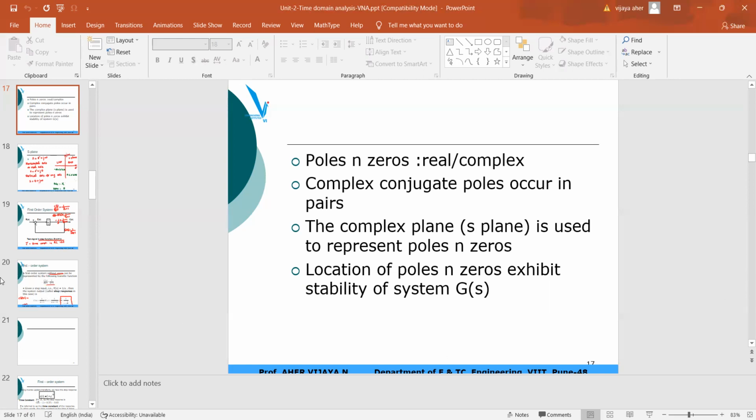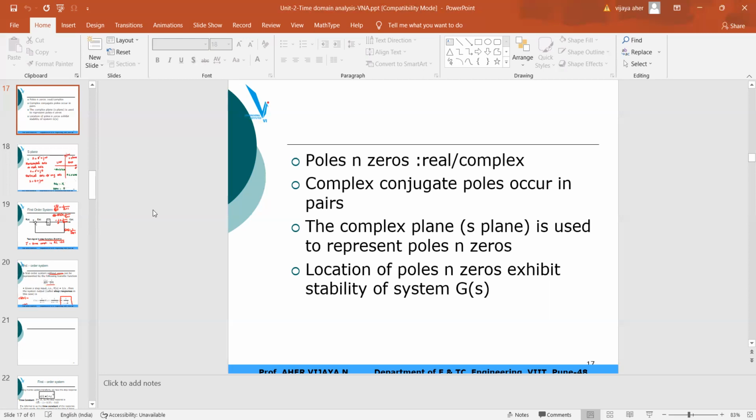Okay. So let us start with today's lecture. In last lecture, students, you have studied about transfer function. How to represent transfer function. So you can represent your transfer function by two forms. First one is pole zero form and second one is time constant form, that you know very well. Then what is characteristics equation?